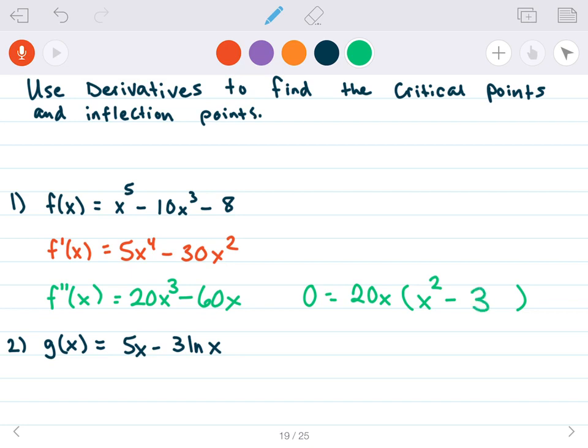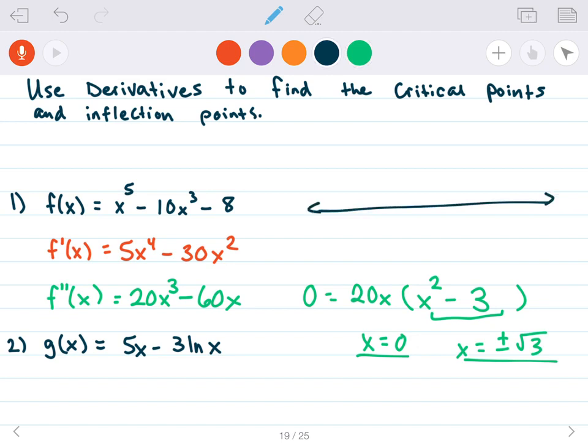Okay. Now, what are my possible inflection points? Well, here, if I set 20x equal to 0, I get x equals 0. This part, if I set equal to 0 and solve, I get x equals plus or minus root 3. So I have 3 possible inflection points, but that doesn't necessarily mean that they are inflection points. We need to do the number line check.